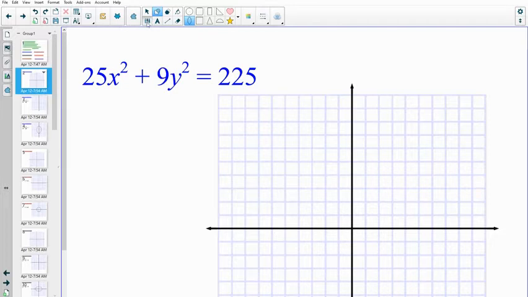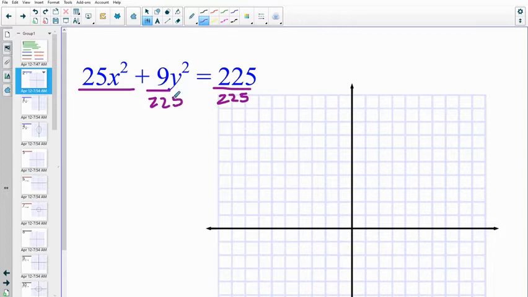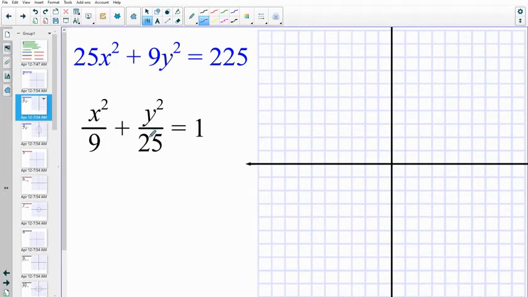I am going to take this equation, and to get this one into standard form, I'm going to divide everything by 225. Because these coefficients are not the same, I know that it's got to be either an ellipse or a hyperbola. Because this is a plus, I know it's going to have to be an ellipse. So the standard form is going to be something plus something equals 1. Now, when I divide by 225, 9 goes into 225 25 times, 25 goes into 225 9 times, and so we'll get an equation that looks like this when it is simplified.